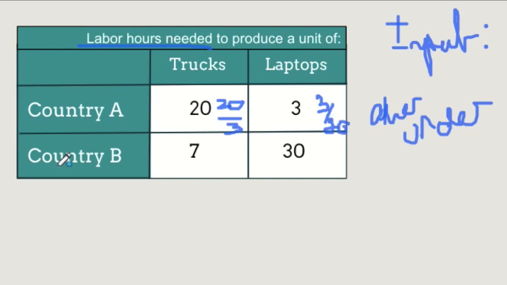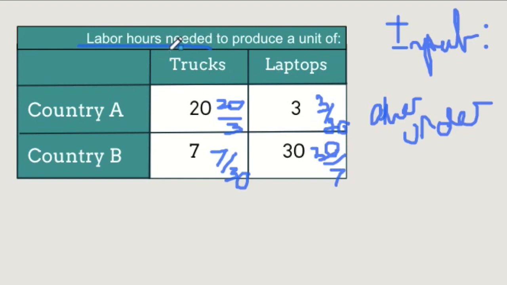And we're doing the same thing with country B. We're putting the other, which is 30, under 7. 7/30. And 30/7. Then again, like we did in the previous question, we just find the lowest opportunity cost.